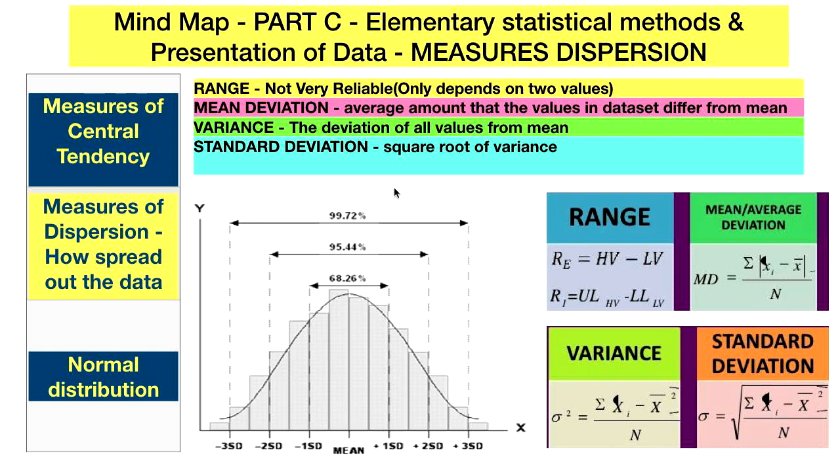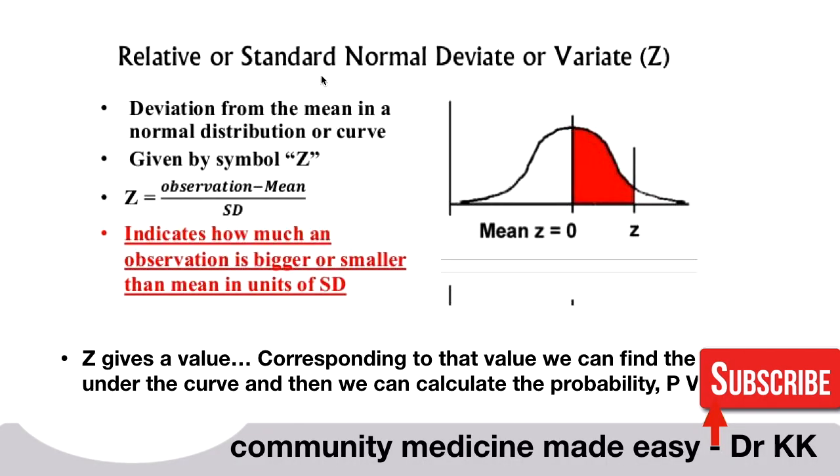And variance is the deviation of all values from the mean. From the mean, how much is the variance? That is denoted by the formula sigma (x minus x bar) whole square by n. And what is standard deviation? It is the square root of variance, denoted by this formula, square root of sigma (x minus x bar) whole square by n, that is called root mean square deviation. Suppose the sample size is more than 30, it is okay. Suppose the sample size is less than 30, we take the correction factor n minus 1 here. And what is the standard normal deviate or variate? It is the deviation from the mean in a normal distribution curve.